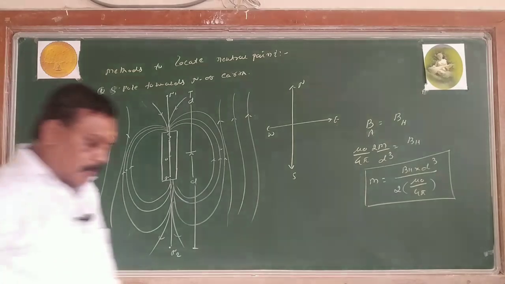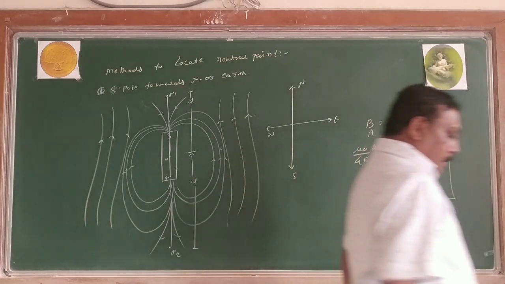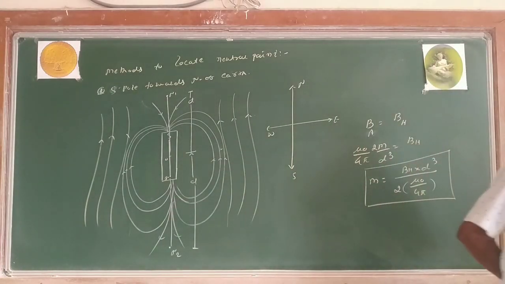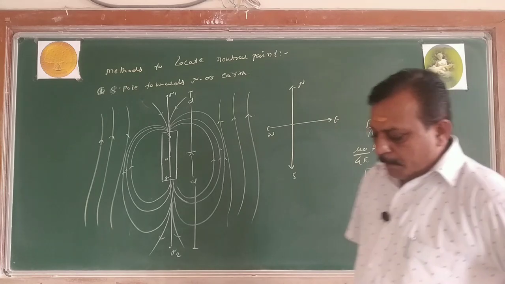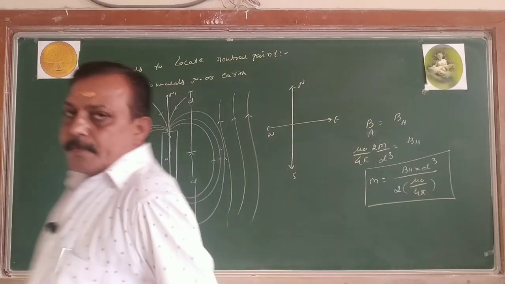Now this is the topic, end of what? Magnetism. Next we come across what? Magnetic materials. That is magnetic matter.